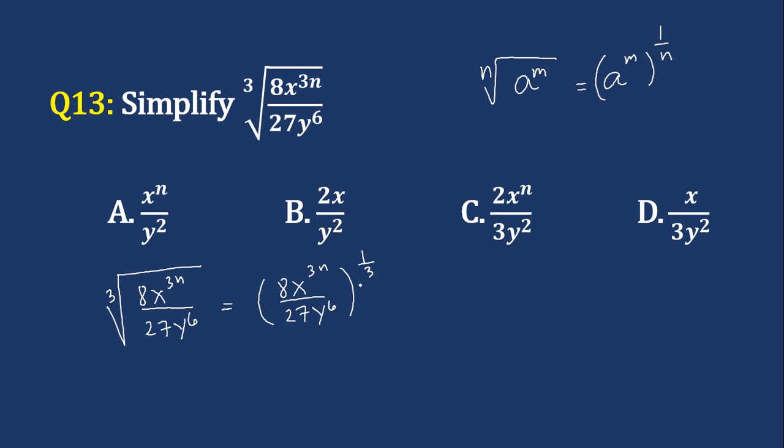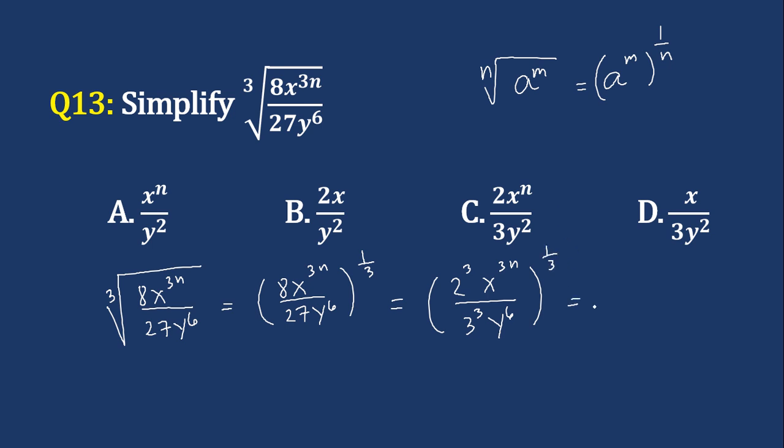Now, we can distribute 1/3 inside, but notice that we can actually change first 8 into 2 raised to 3 and 27 into 3 raised to 3, so that after we distribute the 1/3 inside, we can cancel some numbers. So we have 2 raised to 3 times x raised to 3n divided by 3 raised to 3 times y raised to 6. So now it's easier to simplify.